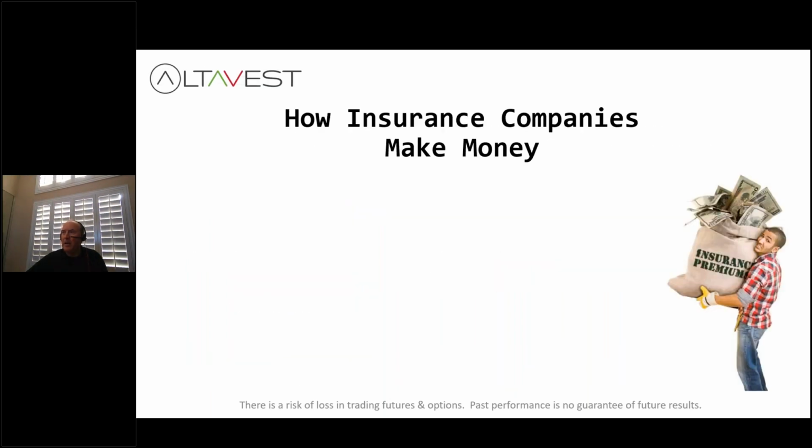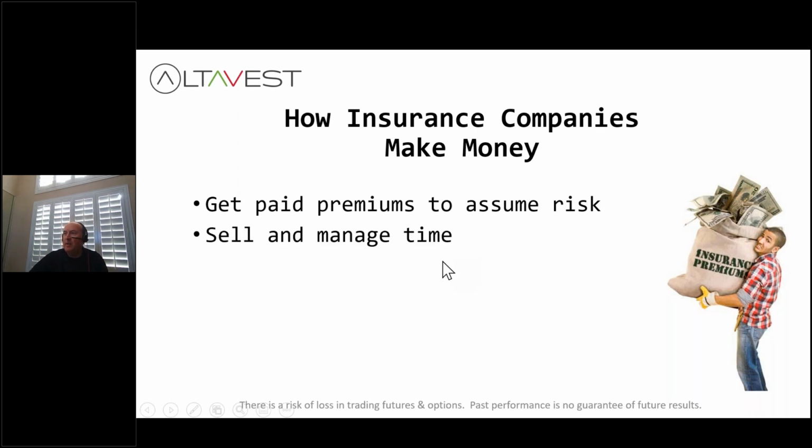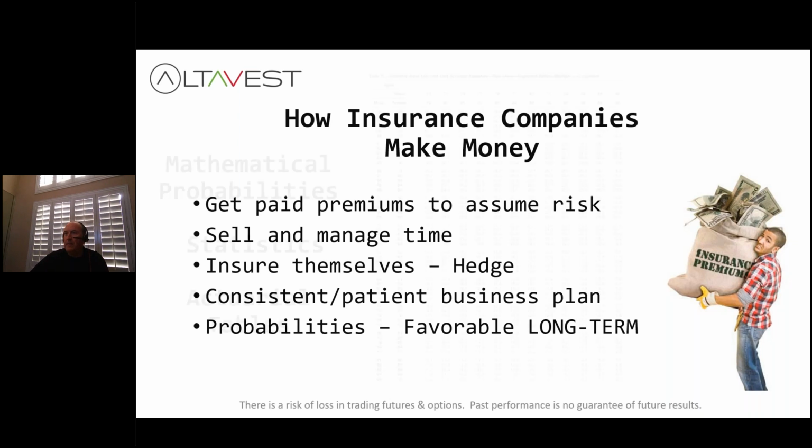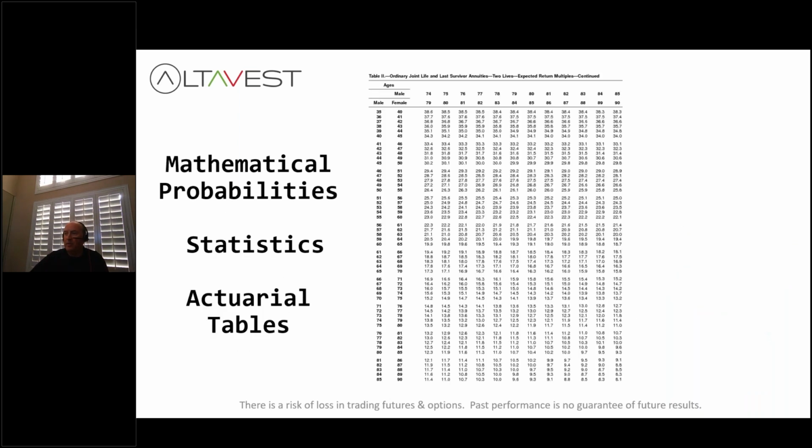So let's jump into how insurance companies make money. Just a quick example. Of course, you know how they make money. You pay them all those premiums. So that's how they make money. But they're selling risk, managing risk, and they always insure themselves. And they have a consistent, patient business model, and they use probabilities, simply math. That's all they're doing, folks, is number crunching, using statistics and actuarials.